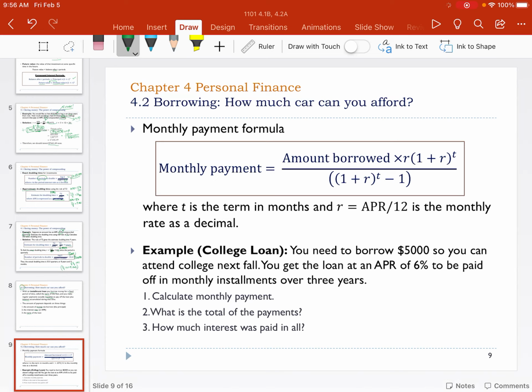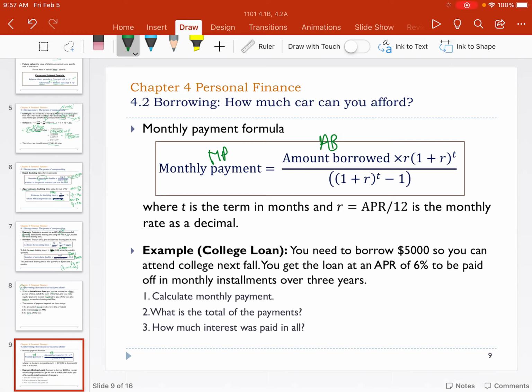What I tend to do when I write this stuff down, when I am live in person, is call this MP for monthly payment, and amount borrowed I just call AB, just to quickly summarize it. But you have to be very careful because the parentheses matter a lot, including in Excel. If you miss a parenthesis, you're done. Either it gives you an error or it gives you the wrong answer, which is probably worse, especially if it happened to be close and you couldn't really tell.